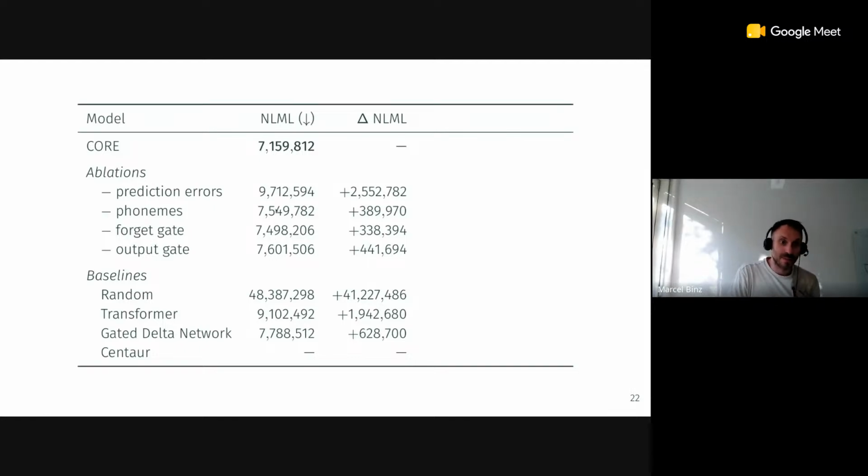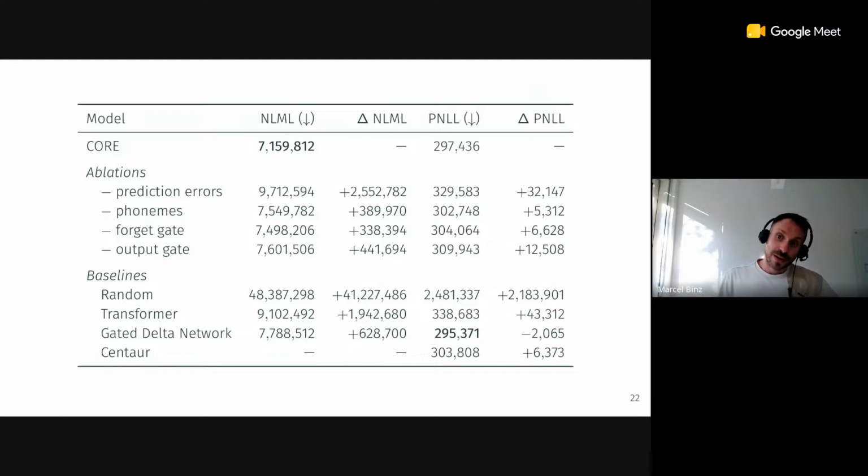We also compare against a bunch of baselines: a random model, obviously, that is quite bad at predicting human behavior, but also a standard transformer model or a gated delta network, which are not as good at predicting human behavior in this metric. We also compare a Centaur model that I talked about earlier, but we can't compare this directly on negative log marginal likelihoods because it had been pre-trained on additional data, and it's a bit unclear how to make this a fair comparison with that kind of metric.